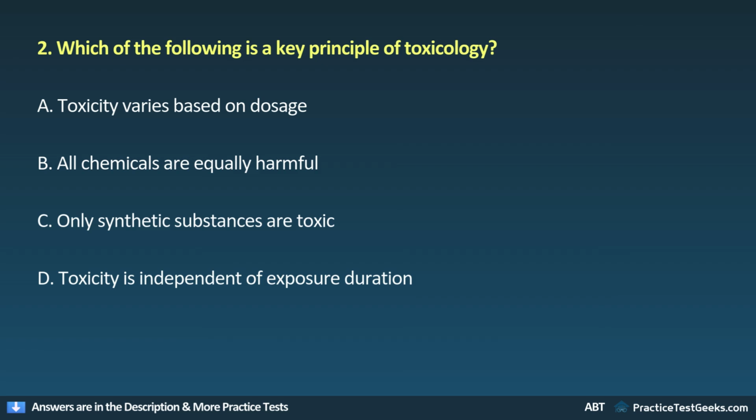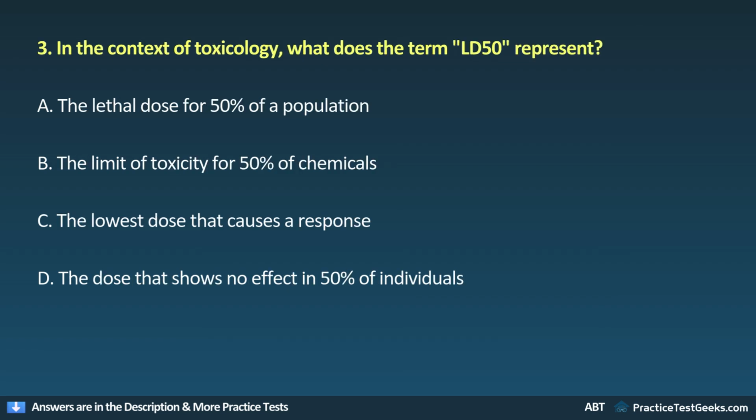2. Which of the following is a key principle of toxicology? A. Toxicity varies based on dosage. B. All chemicals are equally harmful. C. Only synthetic substances are toxic. D. Toxicity is independent of exposure duration.